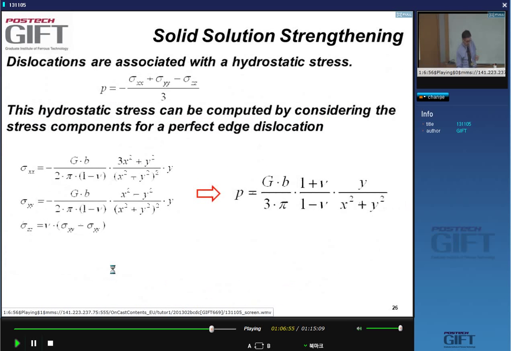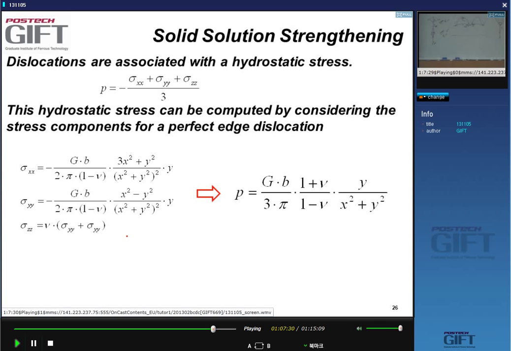Right. Okay, so now let's backtrack a little bit here and ask: do we have a hydrostatic stress associated with dislocations? Yes, we do. The hydrostatic stress is minus, in this particular case; we use minus because it's easier for us to work with.